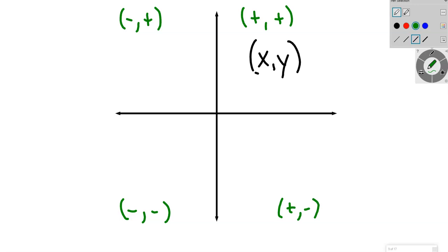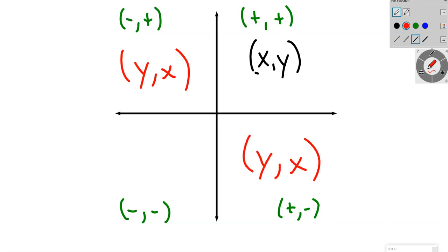So now, anytime I rotate a point from the first quadrant to the second quadrant, it's going to flip, okay? So this is going to be (y, x), and down here, this is going to be (y, x), okay? So now what I want you to also notice is that when I get over there to quadrant 2, this is quadrant 2, right?